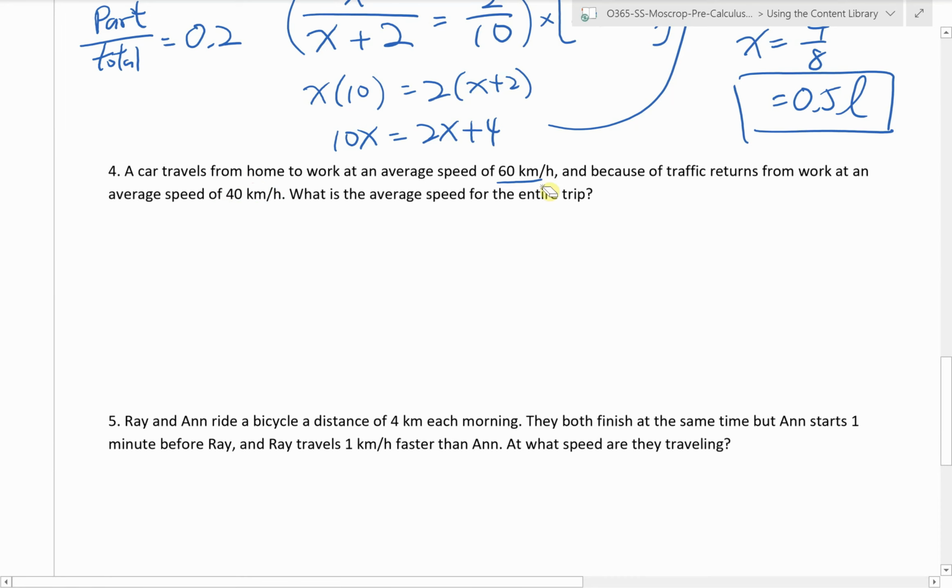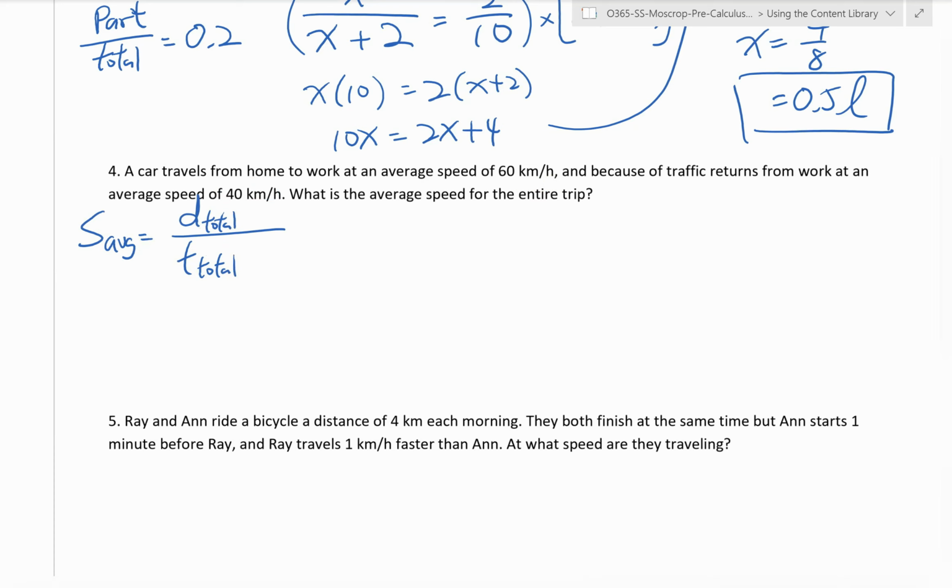So the way to do this question is like this. You need to know average speed. First of all, average speed is equal to total distance divided by total time. It's the total distance divided by the total amount of time. That's what you need to do. Now, we don't know the distance. In fact, it doesn't really matter actually.